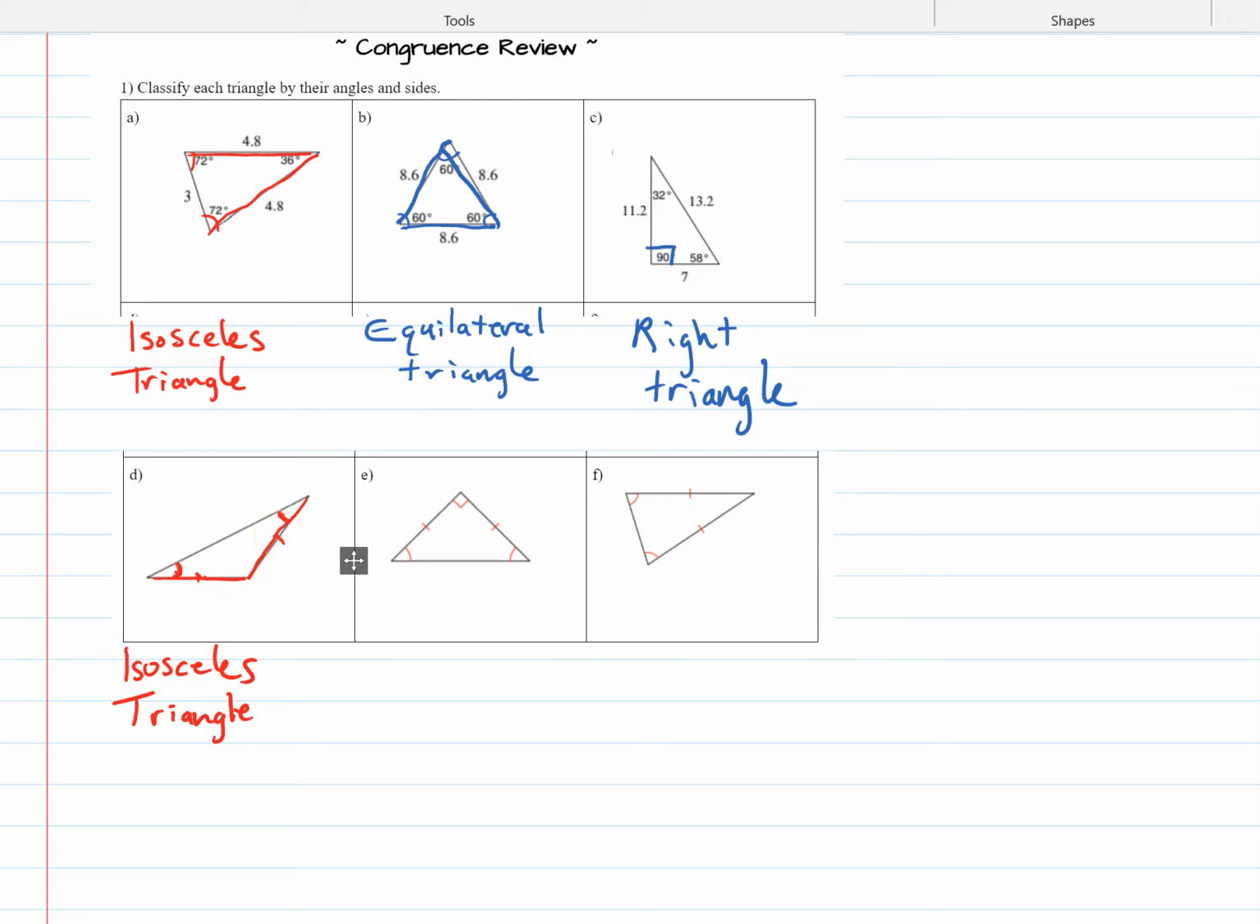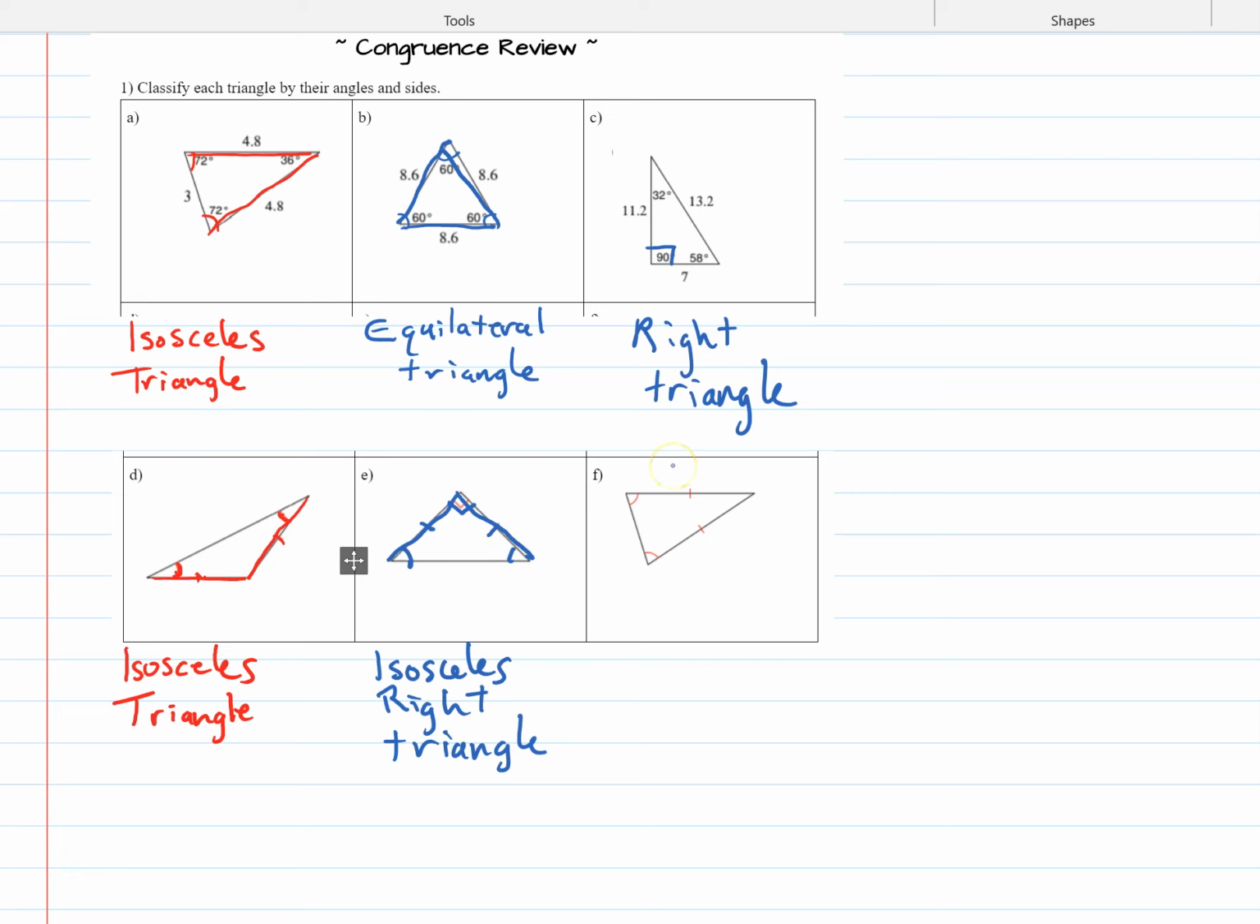Part E. E is pretty similar to D with one little twist. You can see that there are two equal angles, two equal sides. So right away this is isosceles, because an isosceles triangle has two equal angles and two equal sides, but it also has a 90-degree angle. And anytime there's a 90-degree angle, you need to throw the word right in there. So the most specific name is an isosceles right triangle, right because of that 90-degree angle.